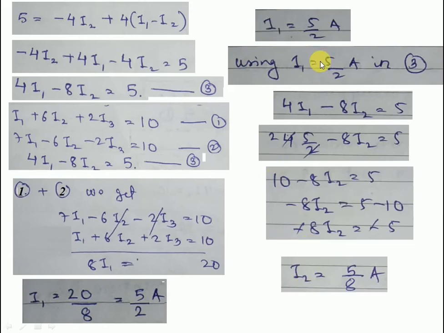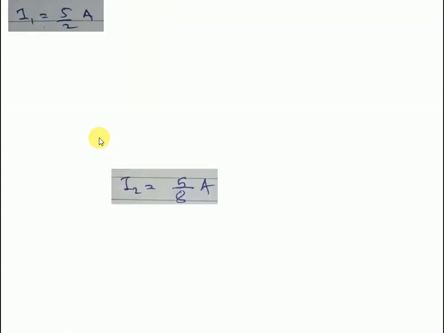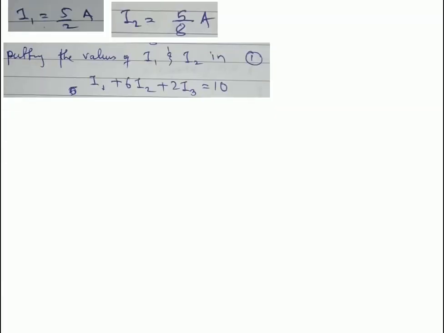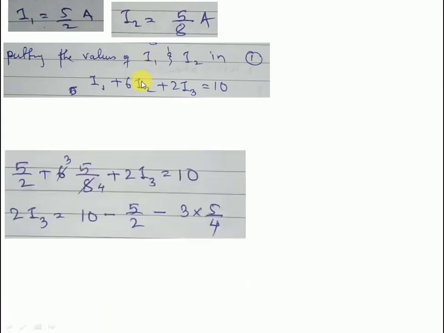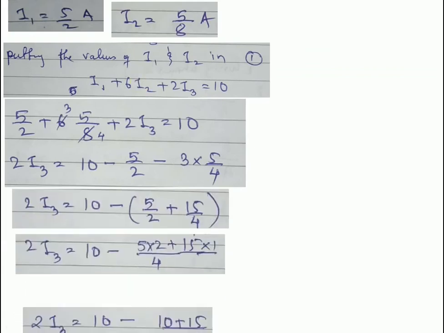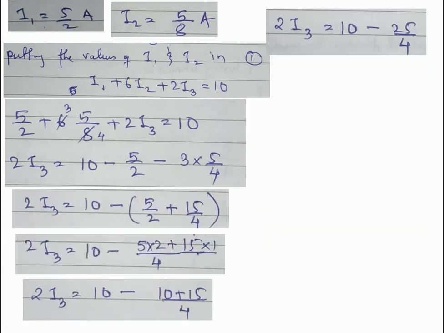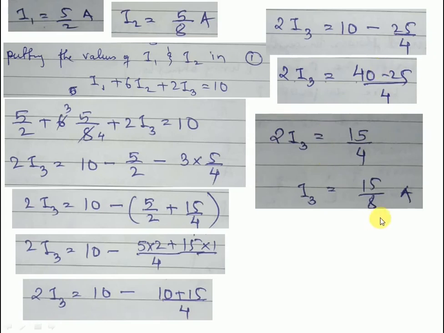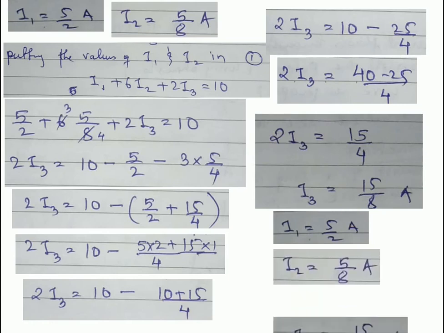Now you can use i1 and i2 in any of the equations. So I'll be using equation 1 or 2. So let's see. So this is i1, i2, and we're using i1 and i2 in equation number 1. So after putting the values, I'll get i3 to be 15 by 8 ampere. So this is all the current i1, i2 and i3.